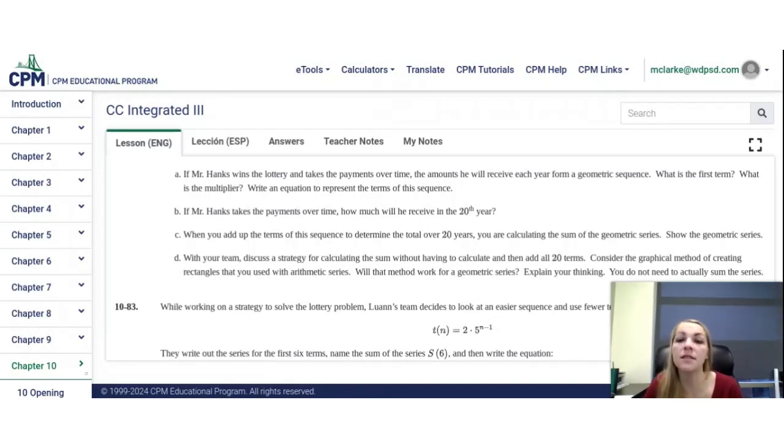So question A says, if Mr. Hanks wins the lottery and takes the payments over time, the amounts he will receive each form a geometric sequence. What is the first term? The first amount of money he will get is that 1.5 million, okay? So that will be his first term.